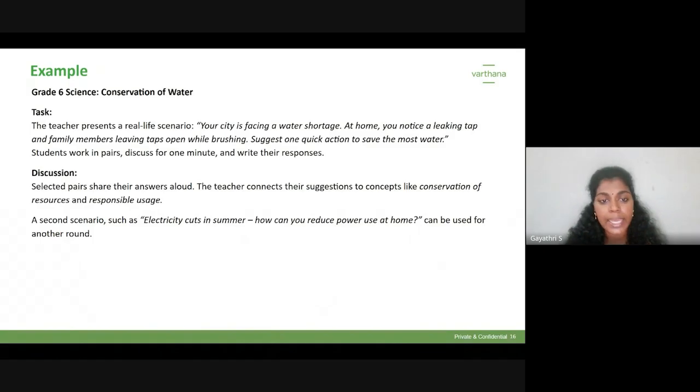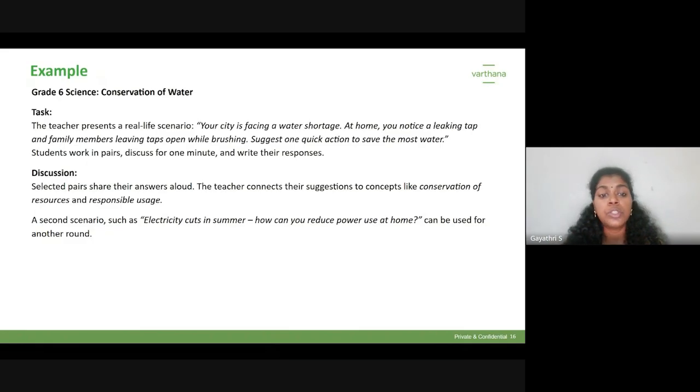Say, for example, your area or your city is facing a lot of water shortage, but at home you see that there is a leaking tap and family members are not closing the tap, or they are just leaving the tap open while brushing. Suggest one quick action to save the water, right? You can do it in pairs, you can do it individually, whatever works according to the strength of your classroom. Then just give 1 minute of time, then ask them to write the responses, right? And then anyone can share the responses.